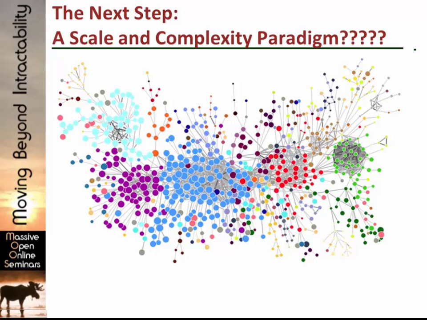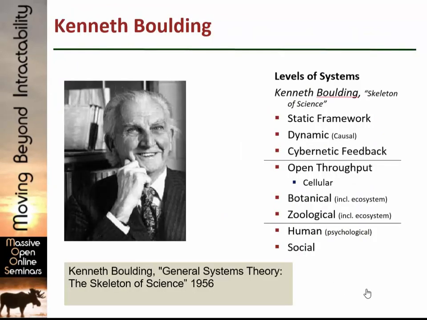Now, we need to acknowledge before I go further that this is not an idea that we came up with on our own. This idea has been broached in various ways by a lot of people over time, and one of the most important people who has most influenced us is Kenneth Boulding, who wrote an article in 1956 in Management Science called The General Systems Theory, the Skeleton of Science.